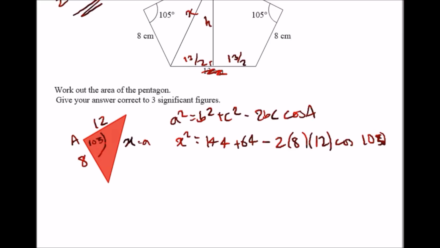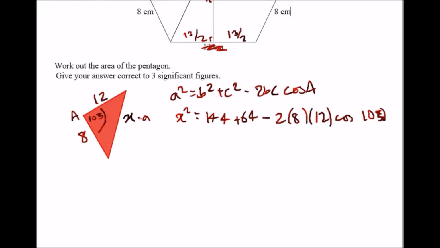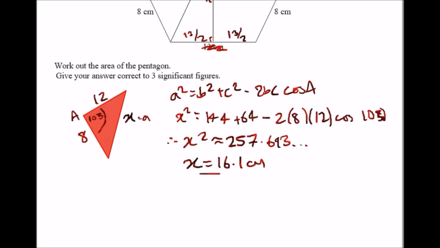Plug 105 into your calculator, and once you get a result, all you need to do is cos inverse it. Let me just check that it's in degrees. You should get an x squared value of about 257.693. Square root this answer, and you should get an x value of 16.1 centimetres, to 3 significant figures.